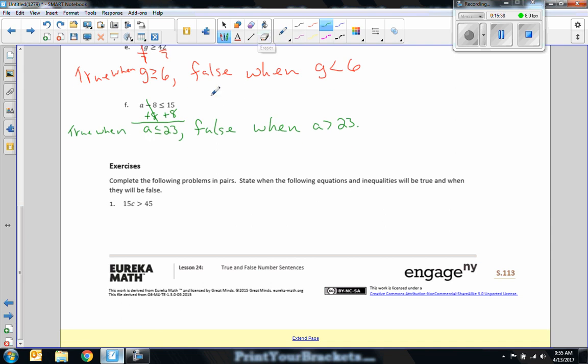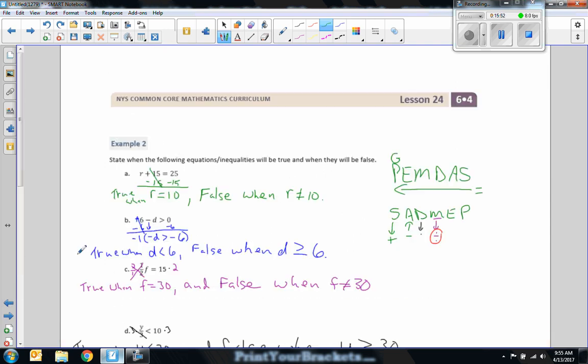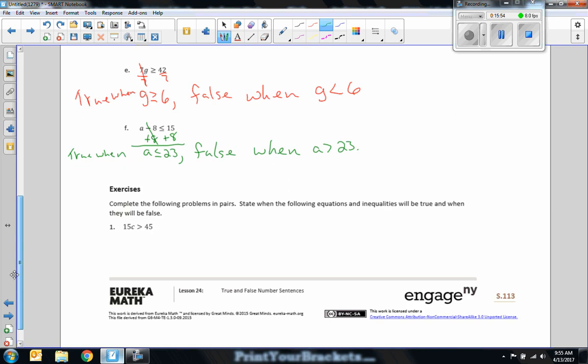Okay, now this is an exercise. It says complete the following problems in pairs. State when the following equations and inequalities will be true and when they will be false. Now it's your turn to do what I just explained. Pause the video, do number 1 through 7, and then come back and check your solutions. Okay, so here we go.